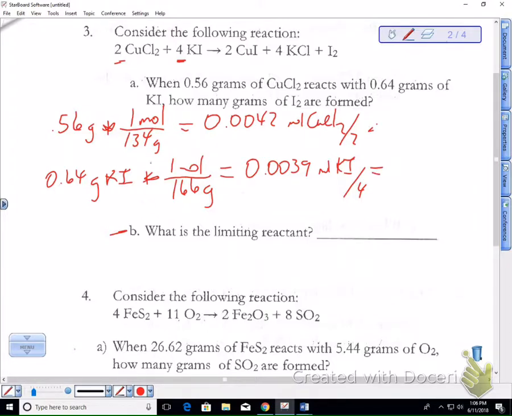So for the copper(II) chloride, that's going to give me a number 0.0021, and this is going to be 0.00096. That's a horrible looking 9. Let's try that better. All right. So again, these numbers don't mean anything. I am just looking for the smallest, which is this one. So that tells me that my limiting reactant is going to be KI.